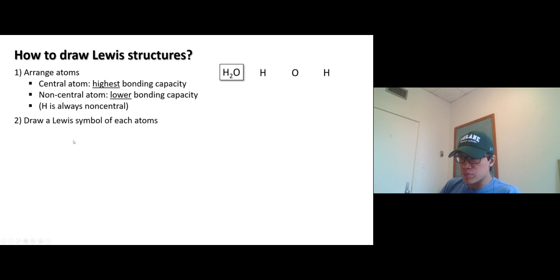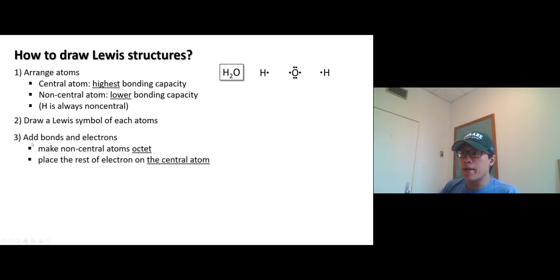Now, draw a Lewis symbol of each atom. You need to be able to do that now. So oxygen has 2 unpaired electrons, hydrogen just 1 unpaired, and then you add bonds and electrons if there are any left. Make the non-central octet first. So start with the hydrogen here. Make hydrogen stable first. Octet, or stable, for hydrogen is just 1 more electron, right? So hydrogen has 1 electron, needs 1 more, and forms a bond with oxygen. The same thing with the hydrogen on the right, it forms a bond with that oxygen. Okay, so you get that.